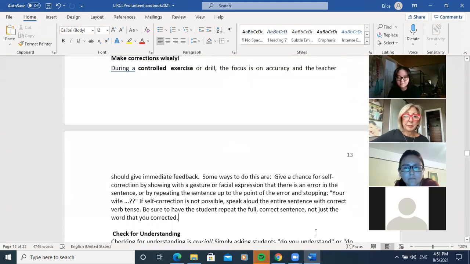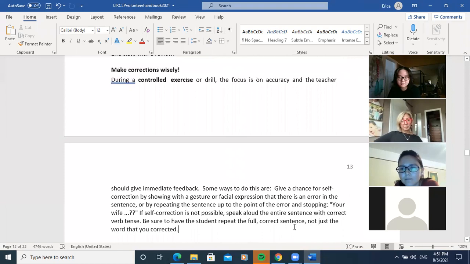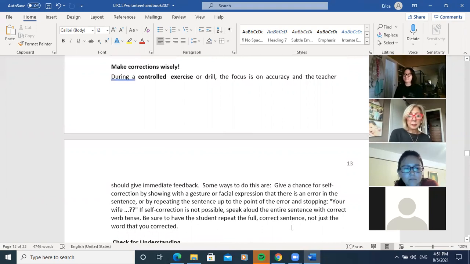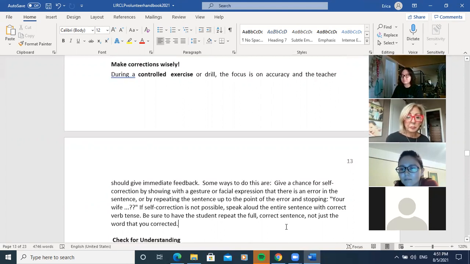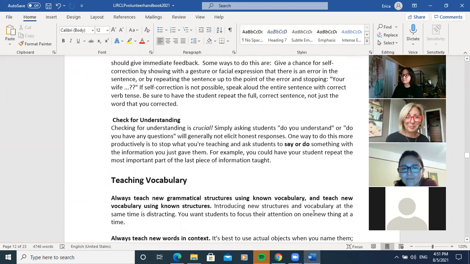But of course, as they're speaking, if you notice they keep making a mistake or it's impeding your understanding, how comprehensible they are, then you could definitely talk about that one error and turn it into a mini lesson. So, right, you can make corrections, but wisely.